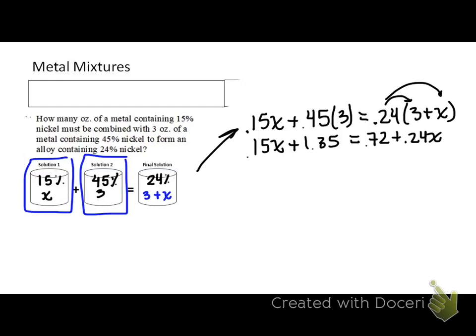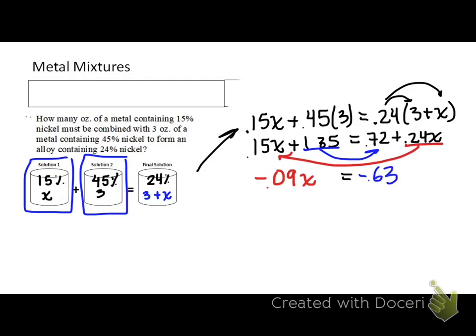I'm going to bring my x's to one side. So I'm going to bring my x to this side. 0.15 minus 0.24x is going to give me negative 0.09x. Let's set that equal to the other side. So I'm going to bring the whole number to the other side. 0.72 subtracting 1.35 is going to give me negative 0.63.